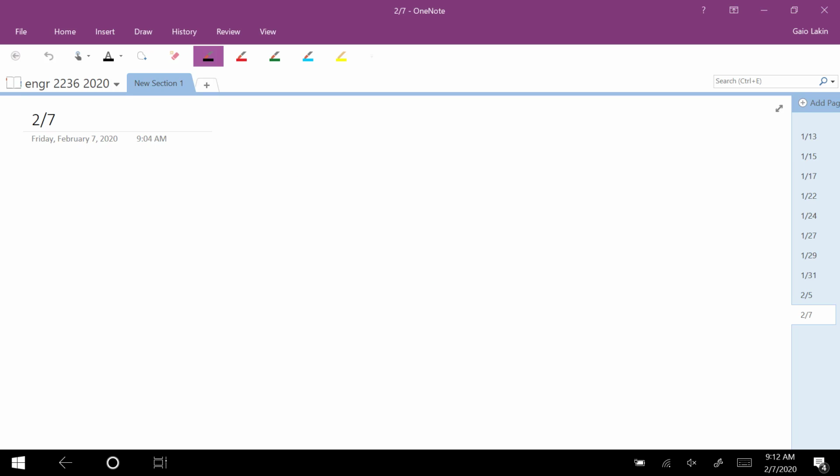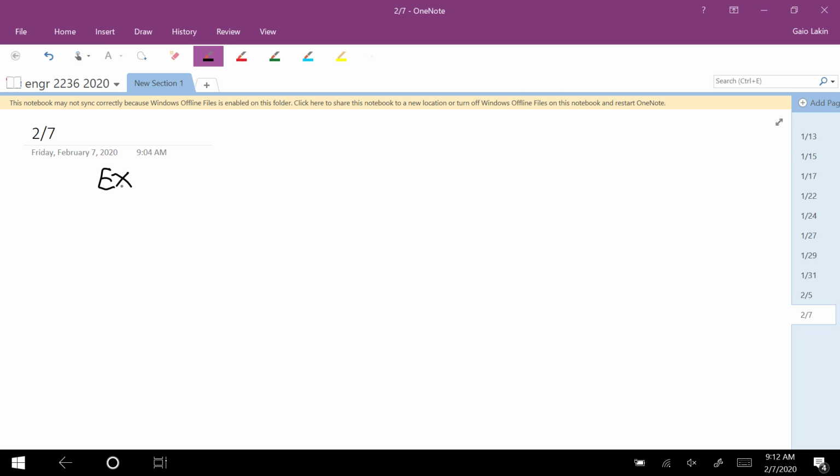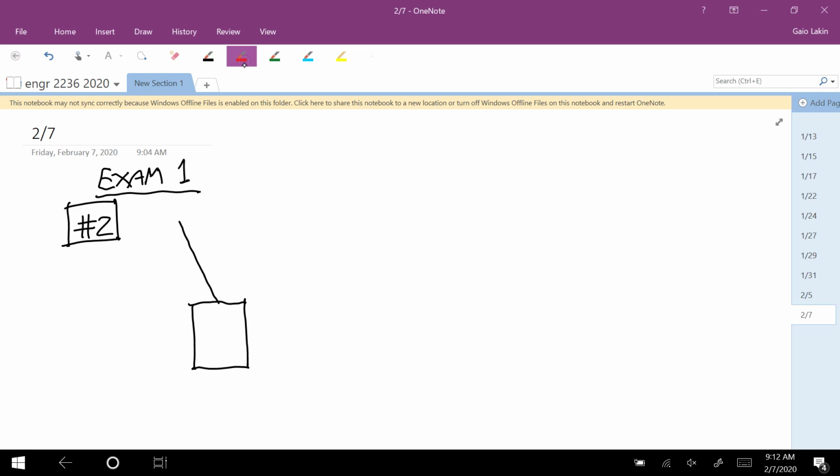All right, so exam 1, number 2. You have an object suspended from a cable in this direction, and you're given that it makes an angle of 30 degrees with the vertical. So let's say that this is 30 degrees.